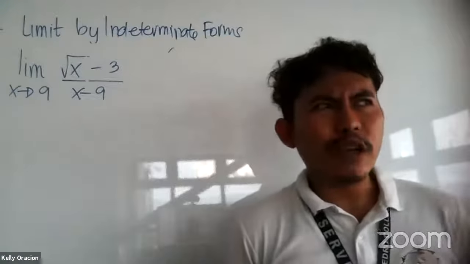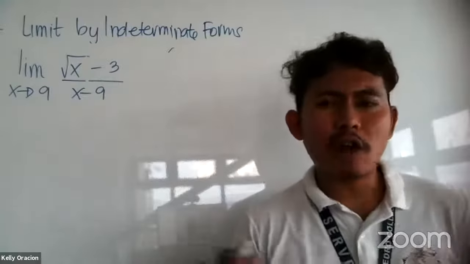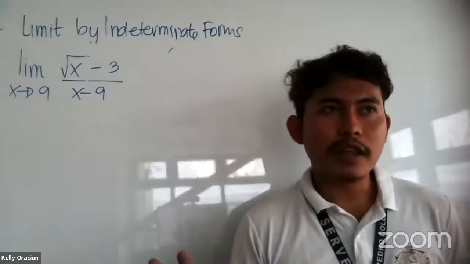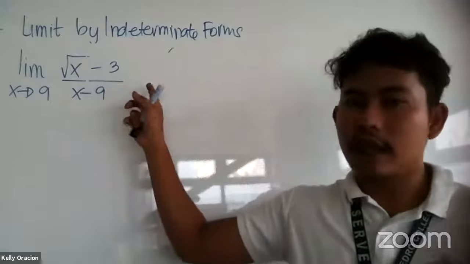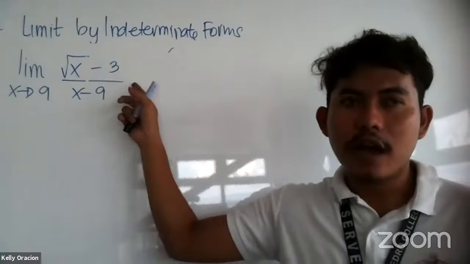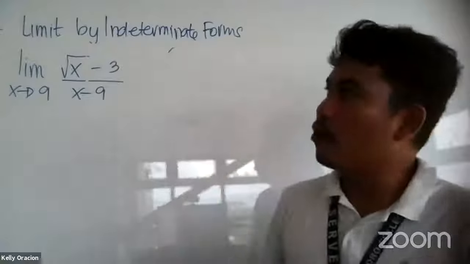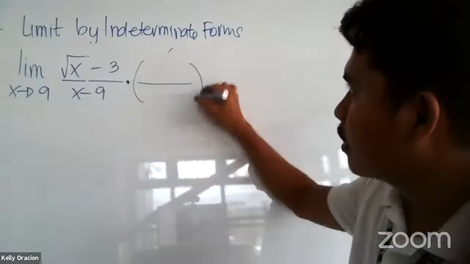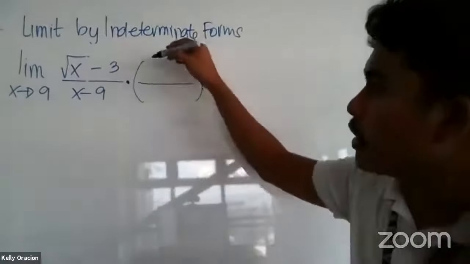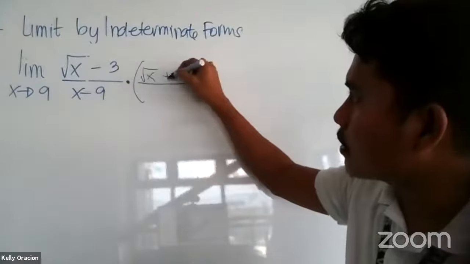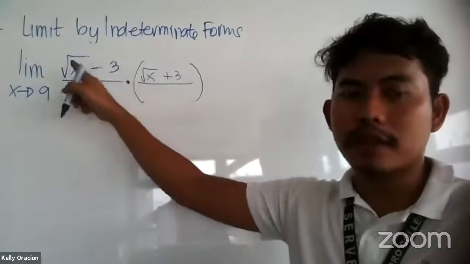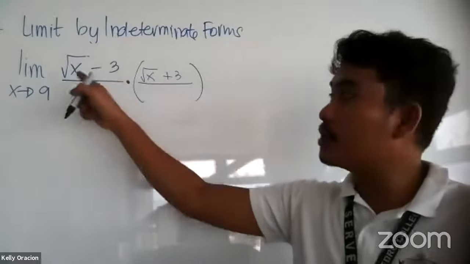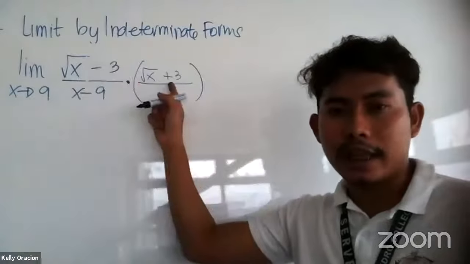So, sir, what is conjugation? The concept of conjugation is this: there is something you multiply to the given function. What you multiply is the square root of x plus 3. The same terms, but opposite in sign. One is minus, the other is plus.